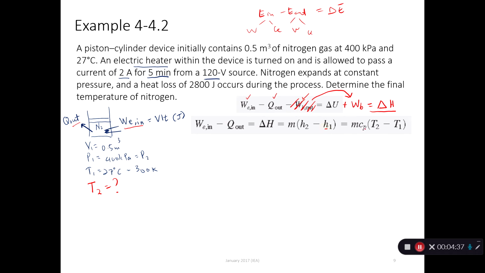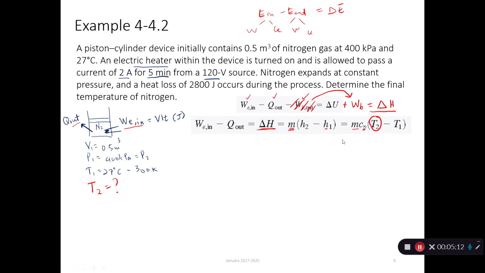H goes with Cp. Okay, why we need to multiply with mass? Because the equation is solving for this capital H, which means it's enthalpy, total enthalpy, not enthalpy per kg. Okay, now T2 is nicely in this equation. So you can actually just solve this equation and then find T2. No need to refer back to the property table.